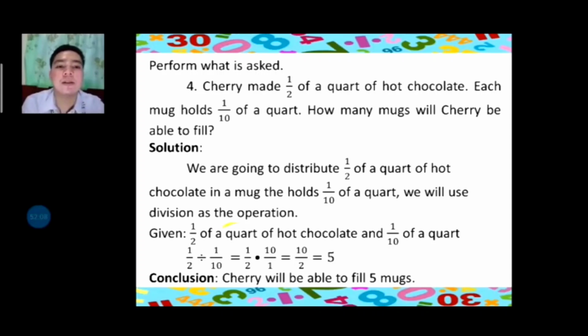Since we are dealing with division, we have to take the reciprocal of the second fraction. So 1 half times, so let's proceed to multiplication, 1 over 10 will become 10 over 1. Therefore, 1 times 10 is 10, 2 times 1 is 2, and 10 over 2 is 5. So, Cherry will be able to fill 5 mugs with his 1 half of a quart of hot chocolate.